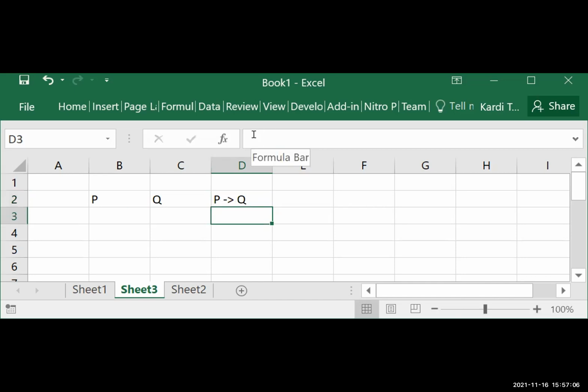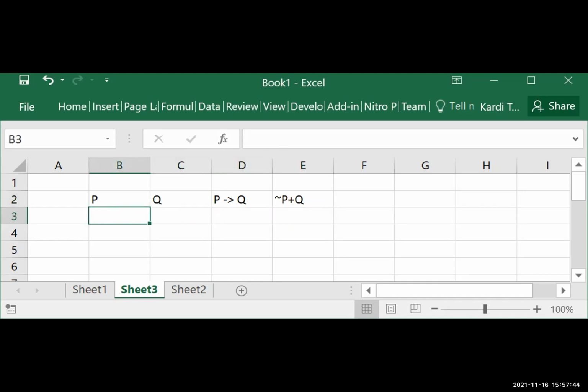You can use if-then, but this time we want to use only AND, OR, and NOT. So if P then Q, that is equivalent to what? Equivalent to not P plus Q. Let's check whether that is true or not.